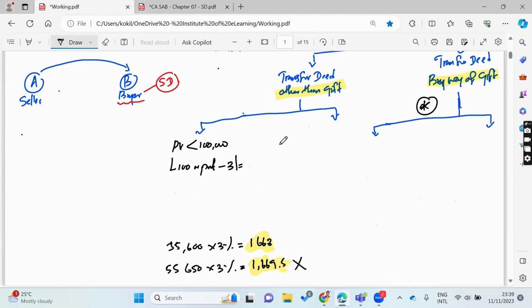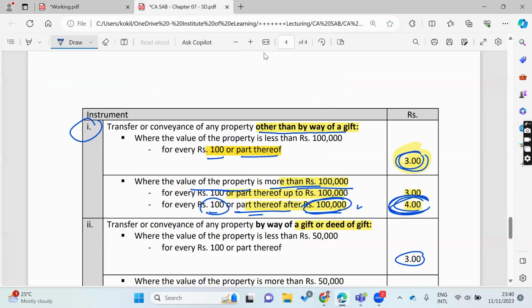If you are getting a property value of more than 100,000, if you are selling to another party, not a related party, other than by way of gift, then up to 100,000 you need to consider every 100 or part thereof 3 rupee. The balance you need to consider 4 rupee. Is this clear? Up to 3, balance 4.